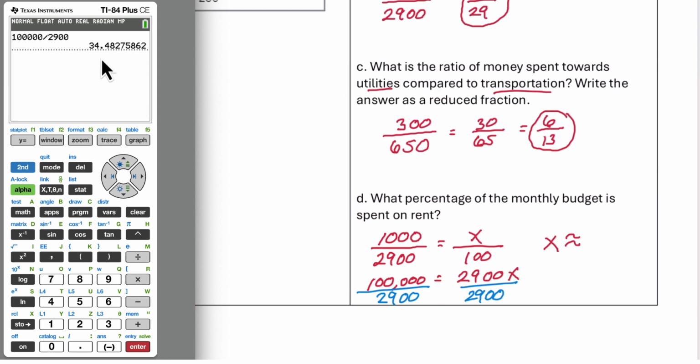So we're looking at a percentage. Let's just round to the nearest decimal. I know the directions don't specify here. We'll just round to one decimal place. This will be 34.5%.